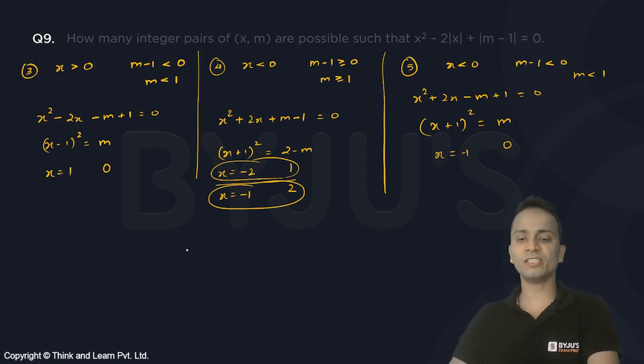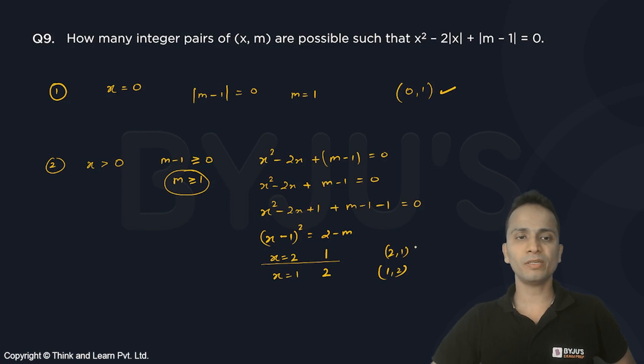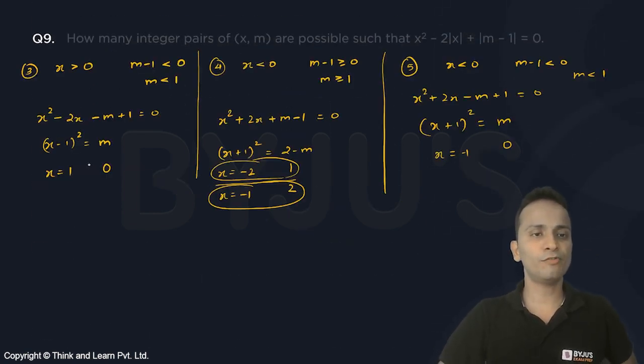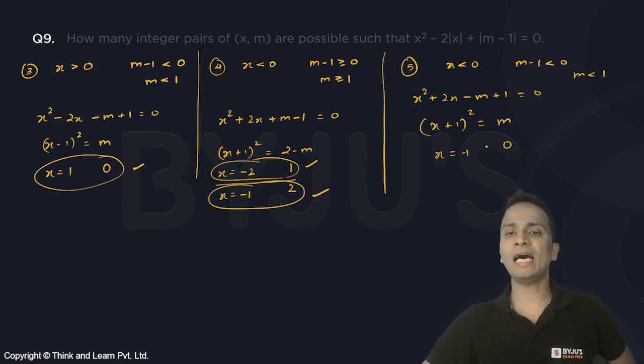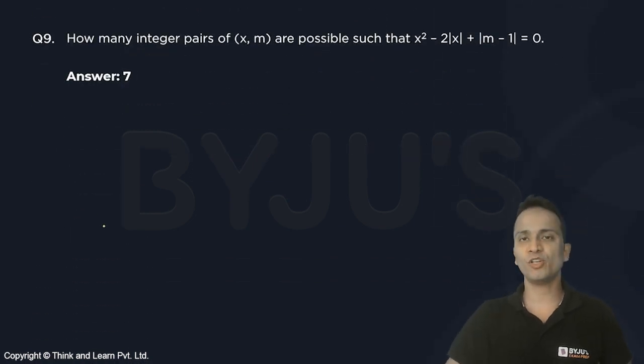From these 5 cases, let's count how many pairs for x comma m we have. So this is one pair, second, third, then fourth pair, fifth pair, sixth pair, and the seventh pair. Okay, so in total we have 7 integral pairs for x comma m. So the answer for this question will be 7.